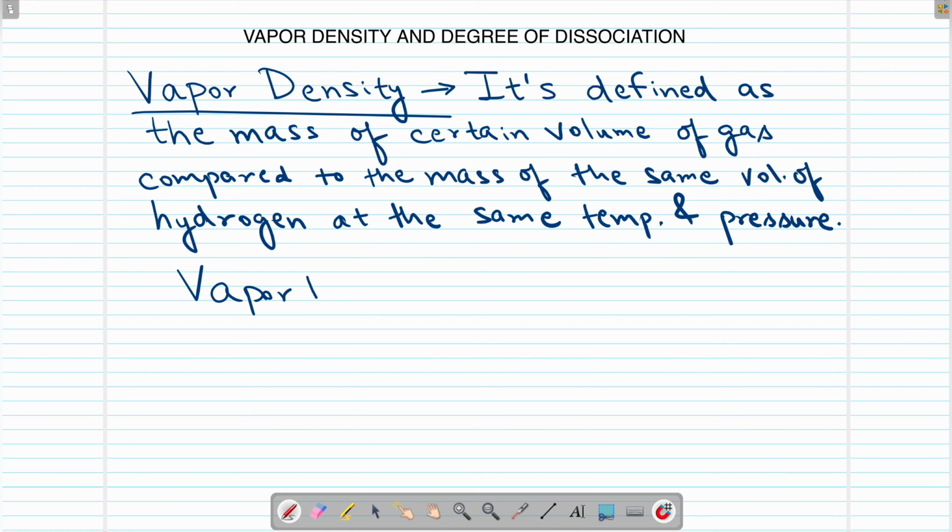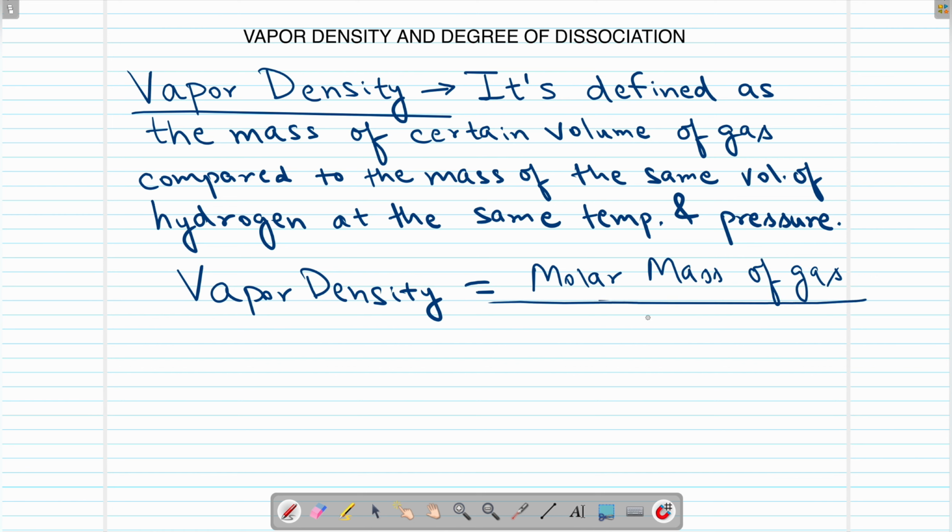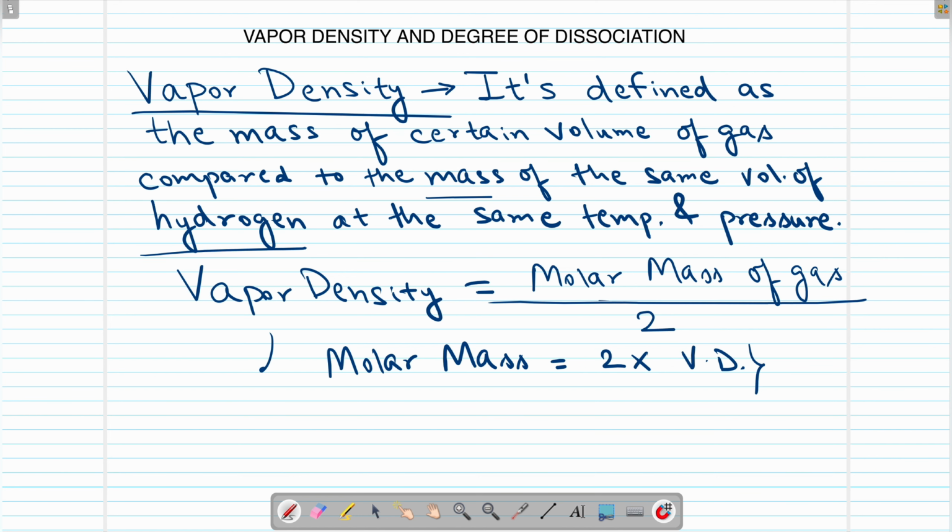So we'll write vapor density is equal to mass or molar mass of gas divided by the mass of the same volume of hydrogen at the same temperature and pressure. So what will be the mass of hydrogen? That is 2. So molar mass of gas will come out to be 2 multiplied by vapor density Vd. So this is the formula for molar mass of gas, that is 2 multiplied by vapor density.